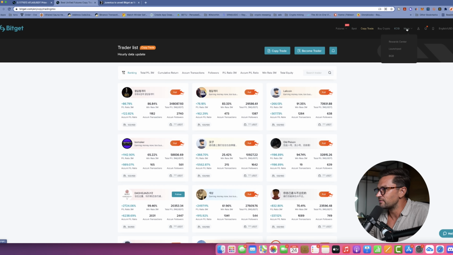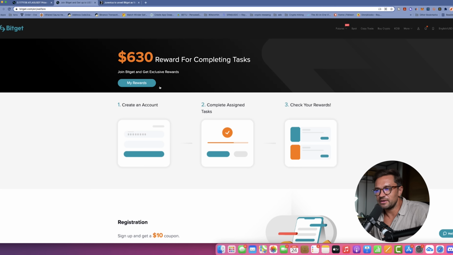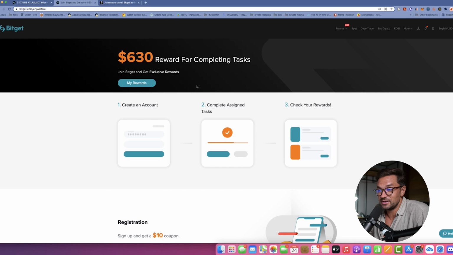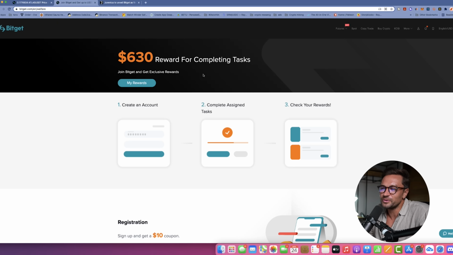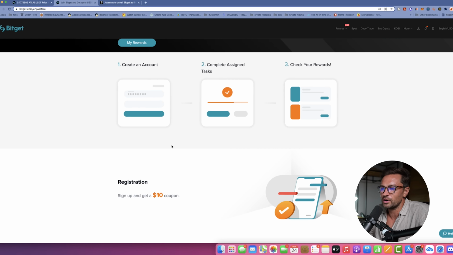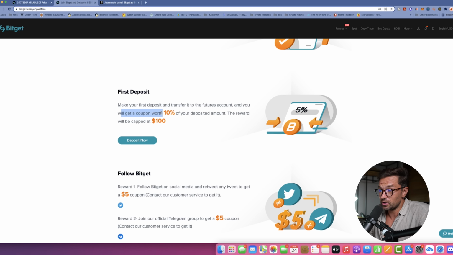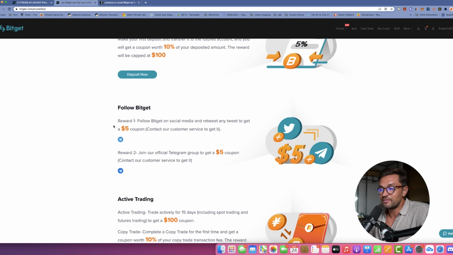They also have the reward center, right? So basically a lot of people that are just getting started, obviously $630 in rewards for completing tasks, especially say if you only have $1,000 in your account, that's basically like a 63% gain on your account. So cool to see that they have all these actual rewards. One, just for registering, you get a $10 coupon, your first deposit coupon worth 10% of your deposit amount, then your reward will be capped at $100. You get a $5 coupon for following Bitget on social media and retweeting any tweet to get $5.